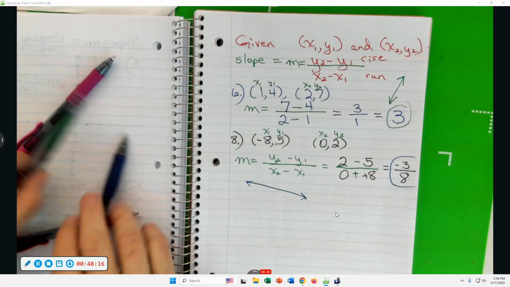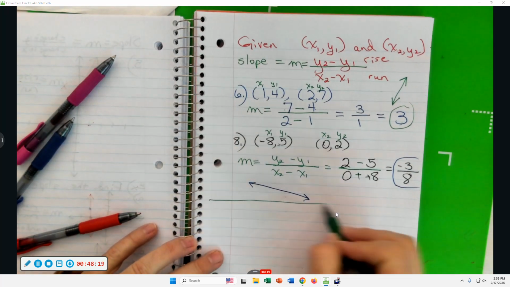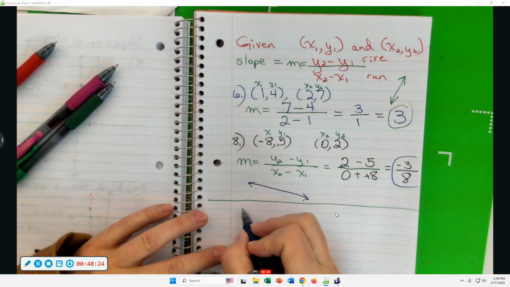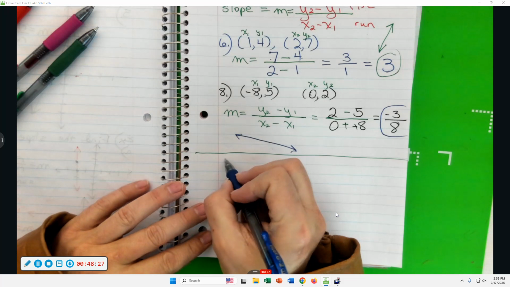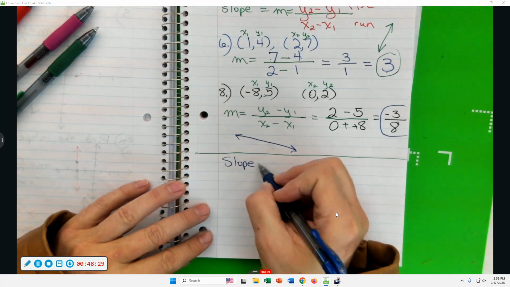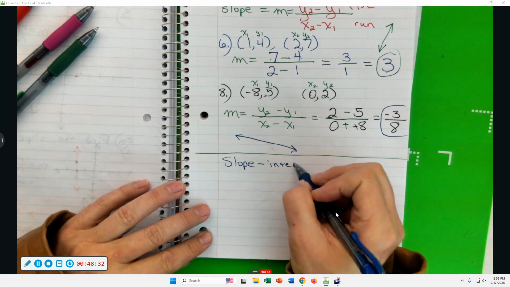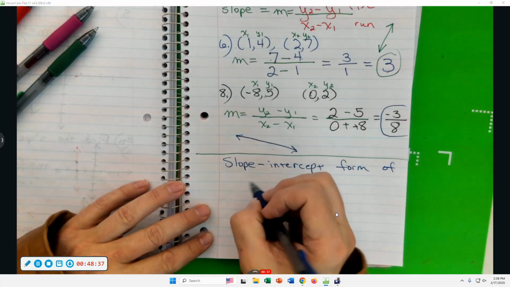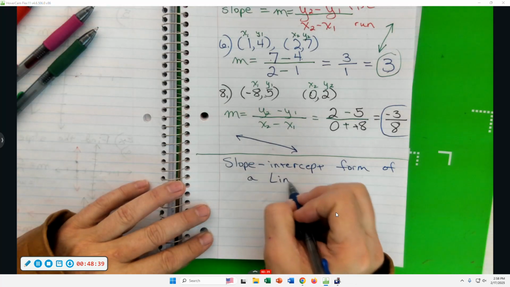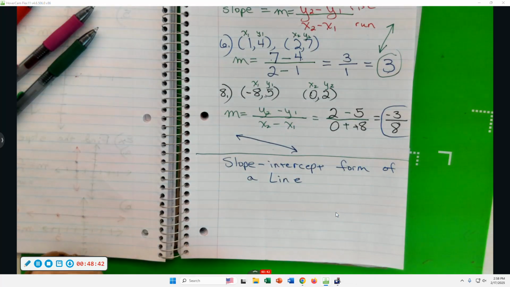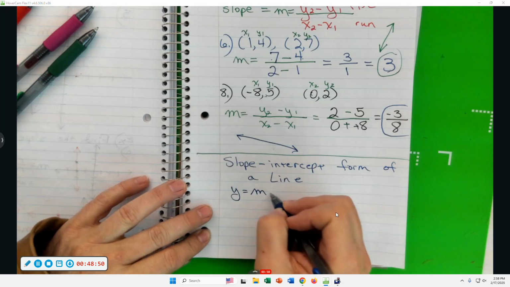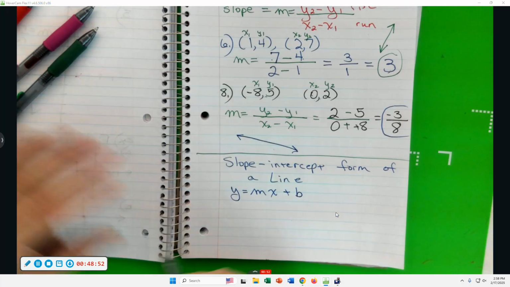You moved the x term to the left and you divided by the coefficient of y. That is called, I'm going to draw a line here to separate because we're starting something different, slope-intercept form of a line. The equation, when you solve for y, will look like this: y equals mx plus b.